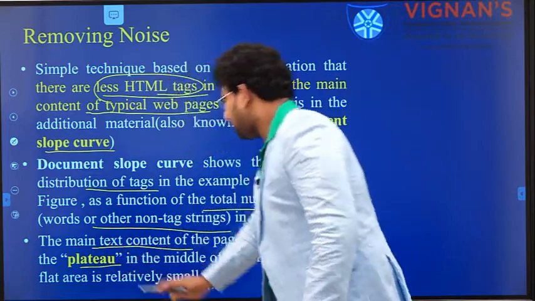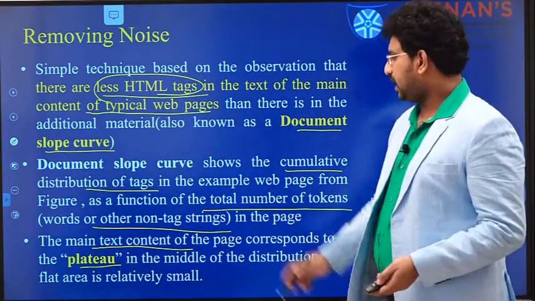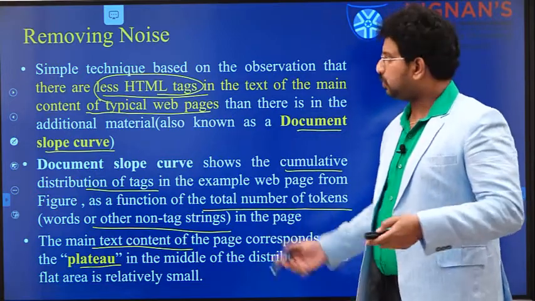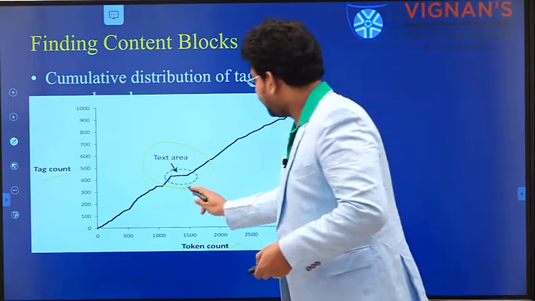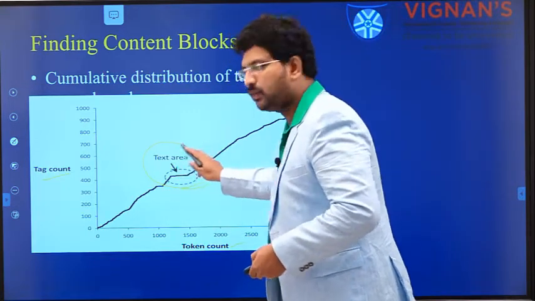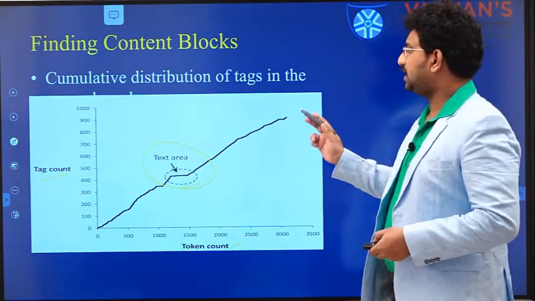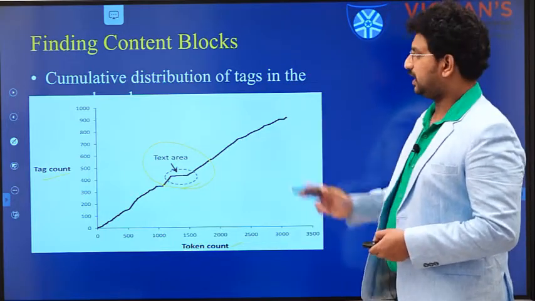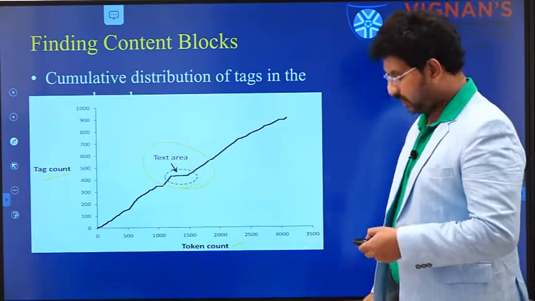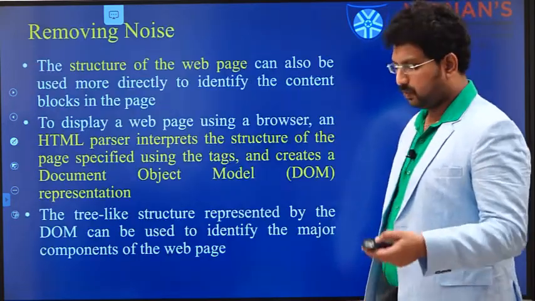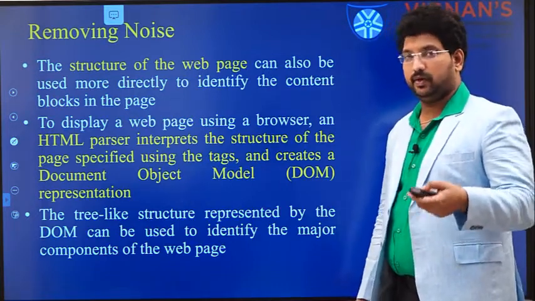Here you can understand that in the middle of the distribution, this flat area is relatively small. As we observe, you are simply calling it a plateau, and this is the text area, very small. Here you are observing the cumulative distribution of the tags and finding the content blocks. That is about this one, and we have one more important technique with which we can also try to identify the noise.